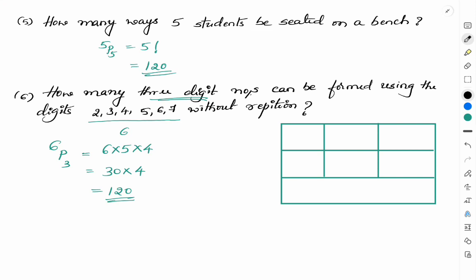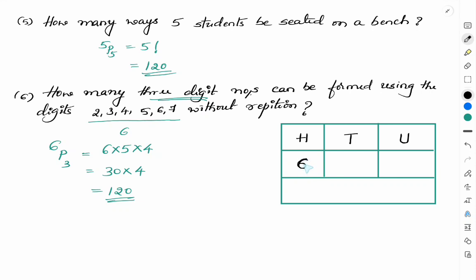Because we are asked to form a 3 digit number, it has a units digit, tens digit and hundreds digit, and we are given 6 different digits. So for the hundreds digit, we can write any of the 6 different digits given to us, and they have asked that we find it without repetition.